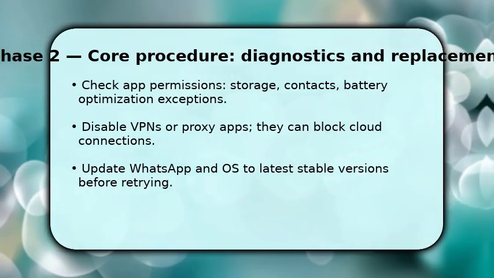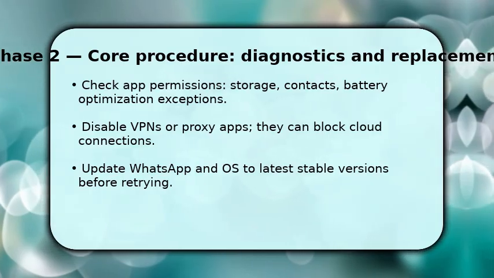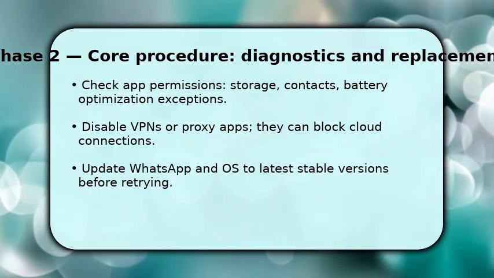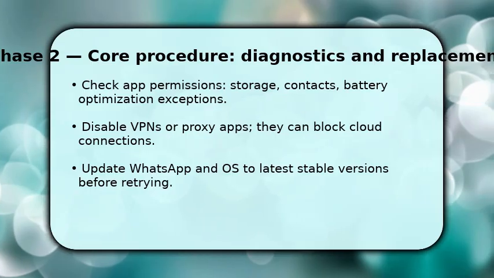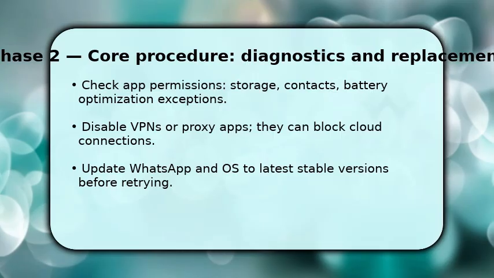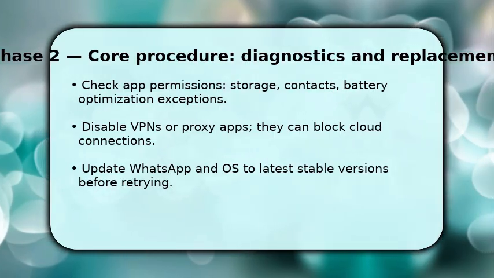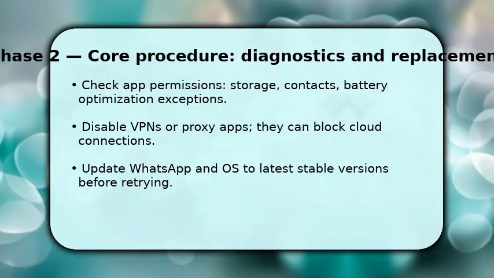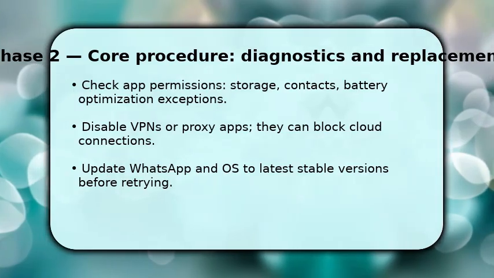Once permissions are correct, disable VPNs or proxy services. They often interrupt cloud uploads. Also, make sure both WhatsApp and your phone system are up to date. Outdated software can cause compatibility errors. After you apply these fixes, return to Chat Backup and run another manual backup.